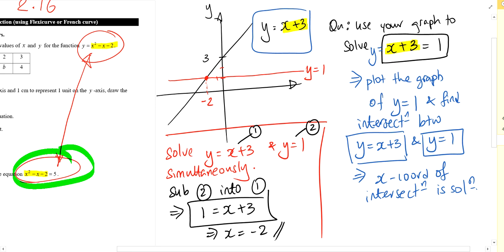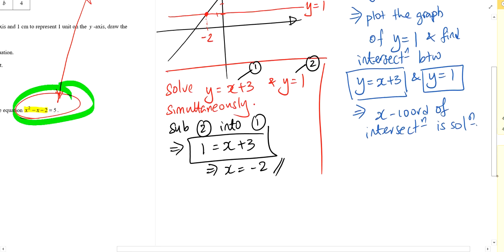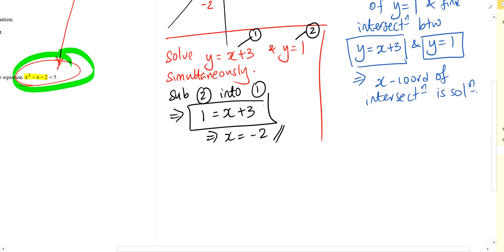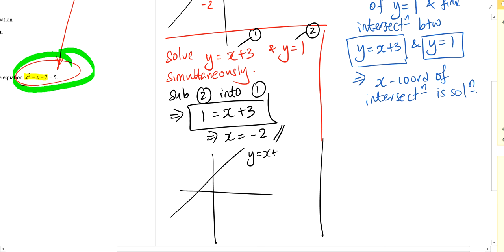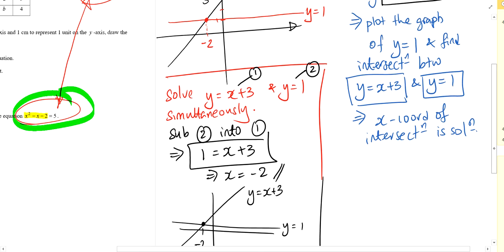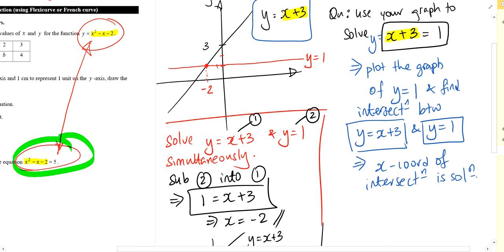If we solve this simultaneous equation graphically, we will plot y equals x plus 3 and y equals 1, and we find the point of intersection. This will have a value of x equals -2, which is exactly what we are trying to do here.